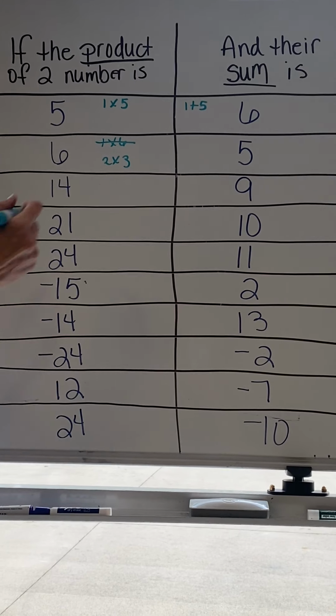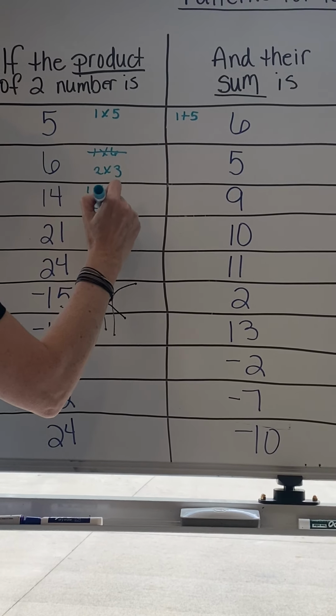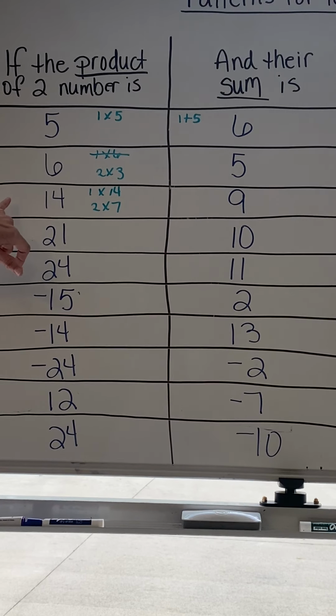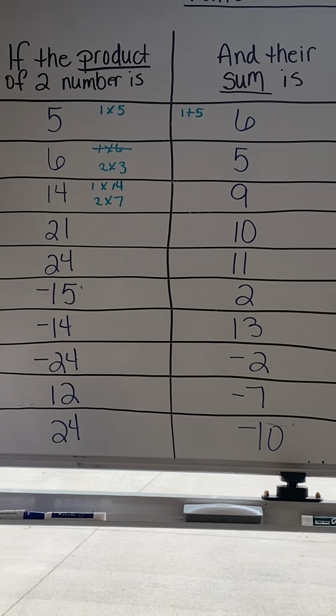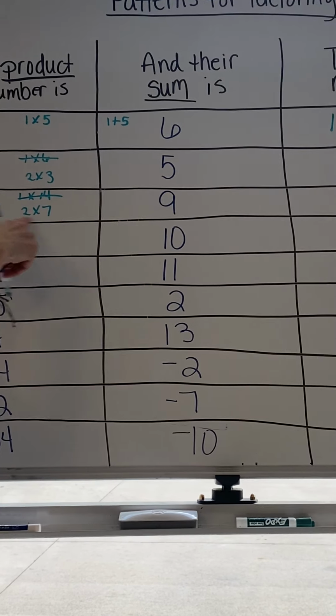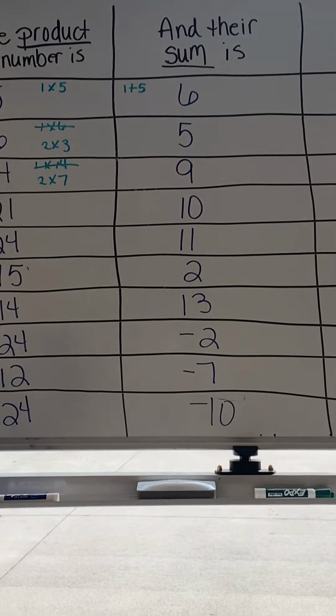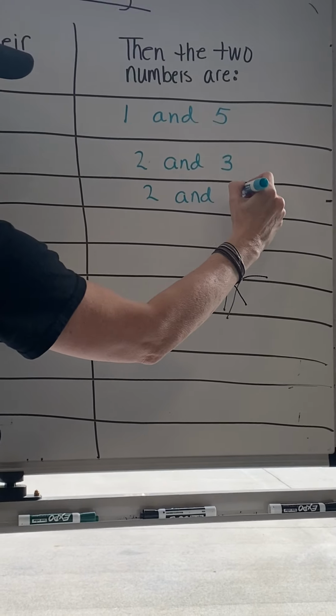So for 14, we can do 1 times 14, and we can do 2 times 7. They both give you a product of 14, but only one of those sets gives you a sum of 9, and that would be 2 and 7. 2 times 7 is 14, 2 plus 7 is 9, so we have 2 and 7.